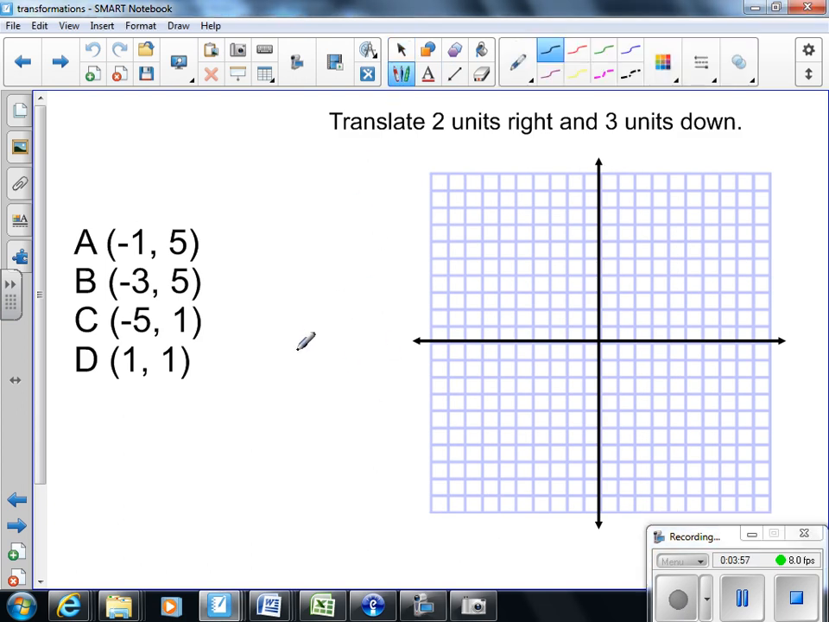Okay, now let's do a translation. Let's plot these points. Negative 1, 5. That's your A. Negative 3, 5. That's B. Negative 5, 1. C, and D is 1, 1. What shape does that make? That's correct. It does make a trapezoid.